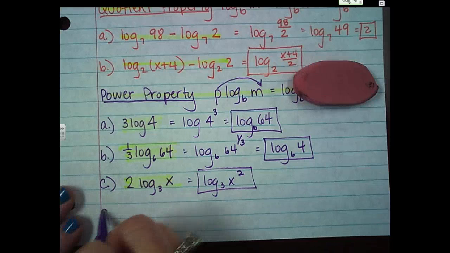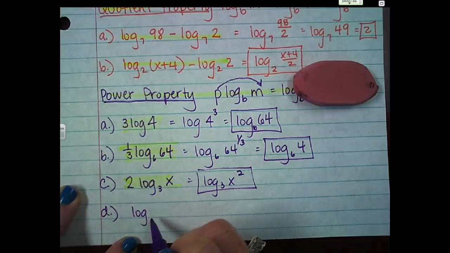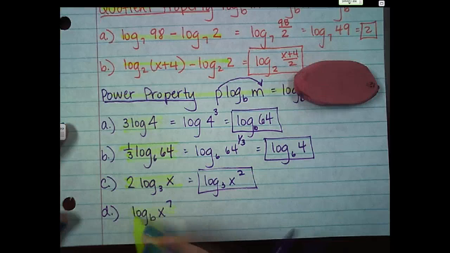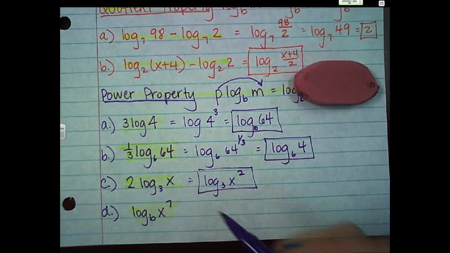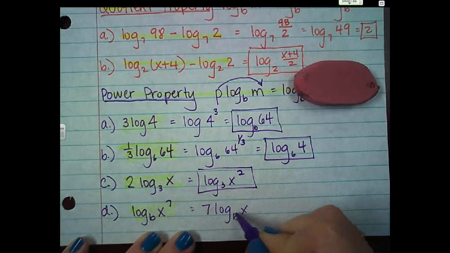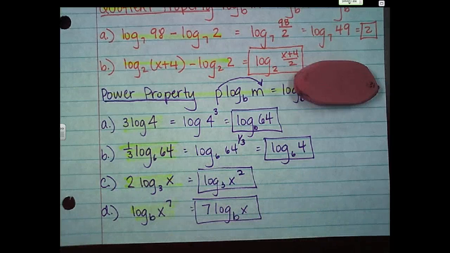Okay, and then your last one, we're gonna go the other way. What if I give you log base b of x to the 7th? I'm just showing you the power property, going the other way. If you have a power and you want to rewrite it, where does this 7 go? Good, in front. The 7 goes in front. So now it's 7 log base b of x. There you go. All right, so that's your 3 properties.